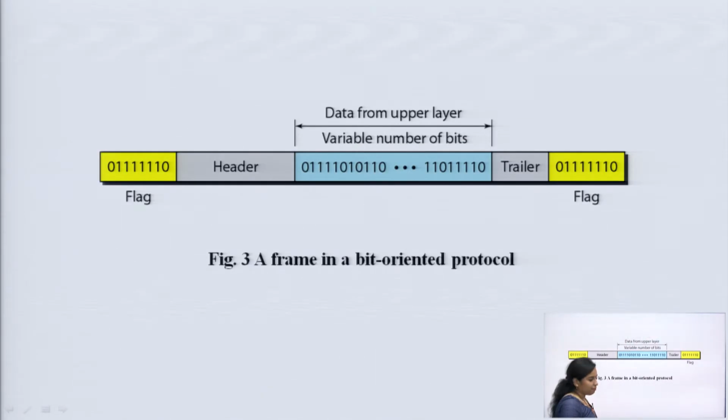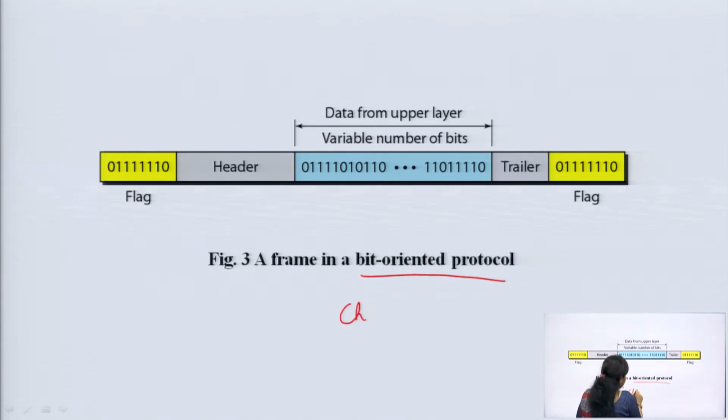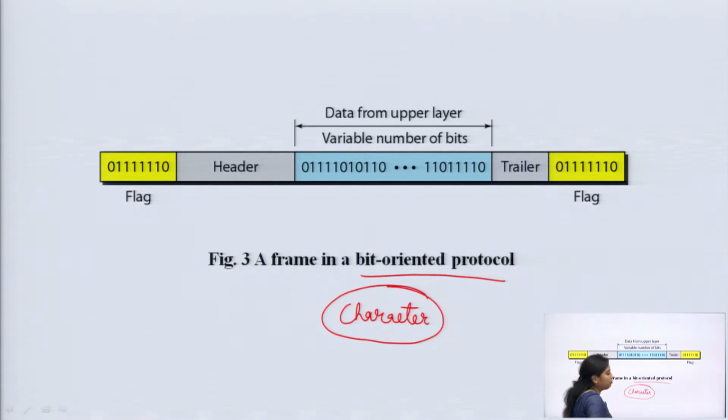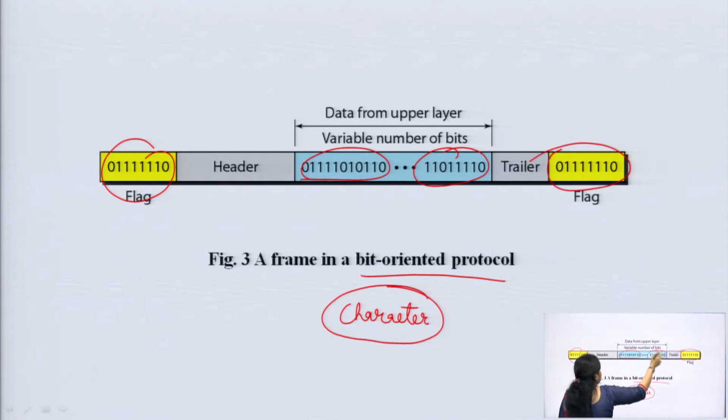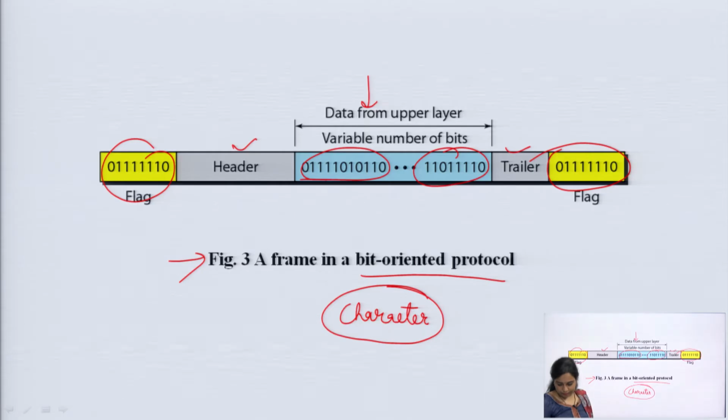Now, next is the frame in a bit oriented protocol. Previously we have seen the character oriented protocol, where the data is in the form of characters. Here it is not in the form of characters; whatever data is presented over here is in the form of bits only. So, this is the flag, this is the header, trailer, and then the data from the upper layer, which is a variable number of bits. So, this is a frame in a bit oriented protocol.